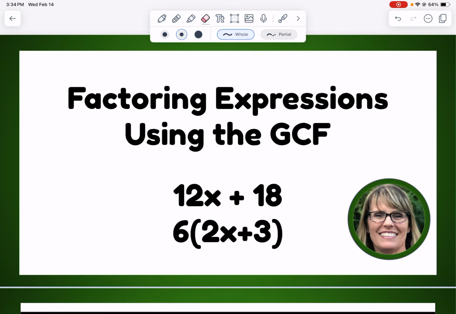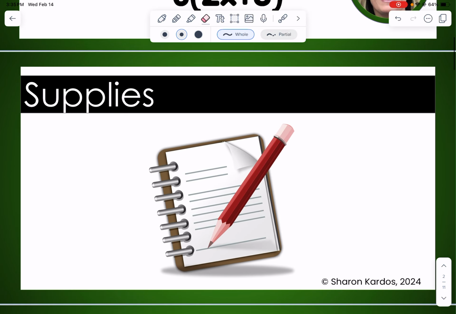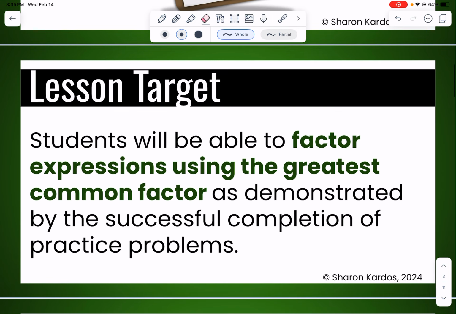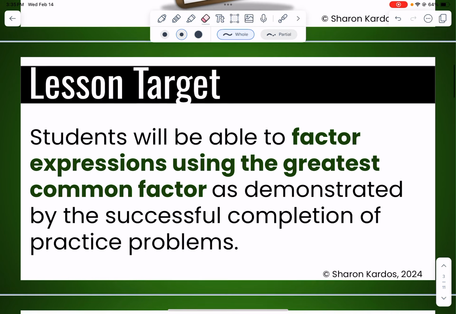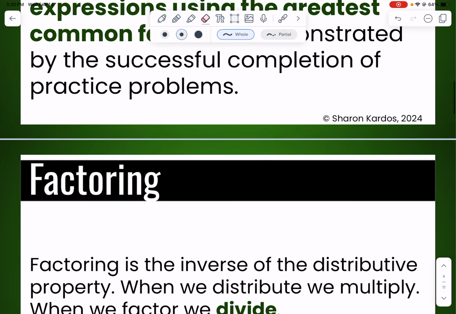GCF stands for greatest common factor. So grab your paper, grab your pencil, grab your notes, and then come on back. You might want a multiplication chart, you might want a calculator, if you're allowed to use those on your assignment. Our learning target for today is that we'll be able to factor expressions using the greatest common factor, and we're going to show that by completing several practice problems.